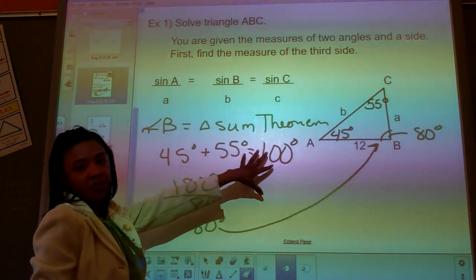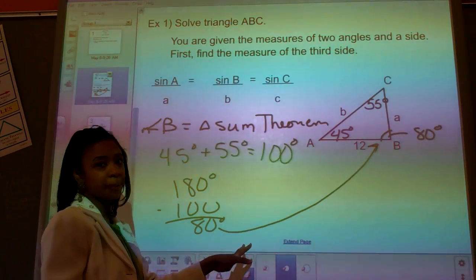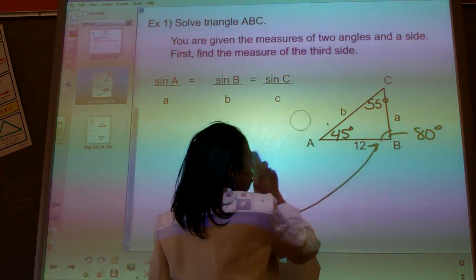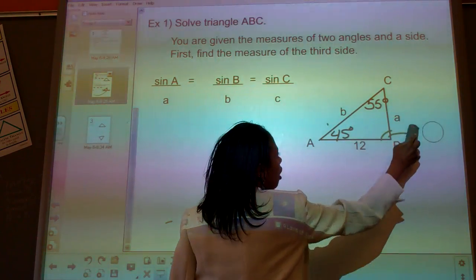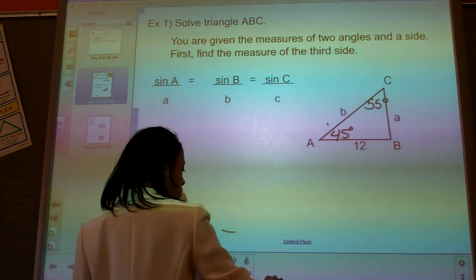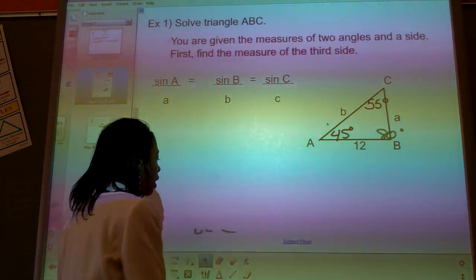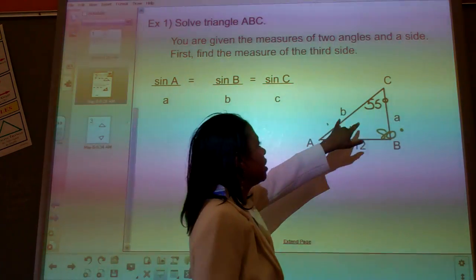I'm getting ready to erase this for some space, so hopefully you have that copied. Okay, so we just found angle B to be 80 degrees, and I'm going to rewrite that in here, like so.